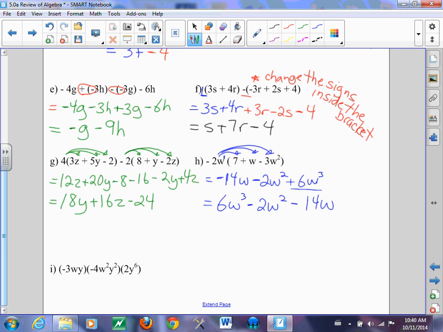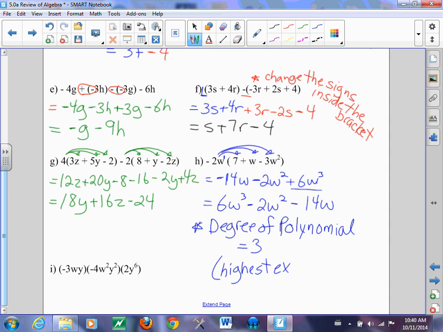Now, the reason why we do this, folks, is we always want to talk about having the highest degree first. So I'm going to write something down here called the degree of the polynomial. And that's used in grade 11 and especially in grade 12. It's going to be your highest exponent. So in this case, this equals 3. You always want to put your exponents first when you're dealing with one variable. That's how you write a polynomial in proper form. So this has a degree of 3.